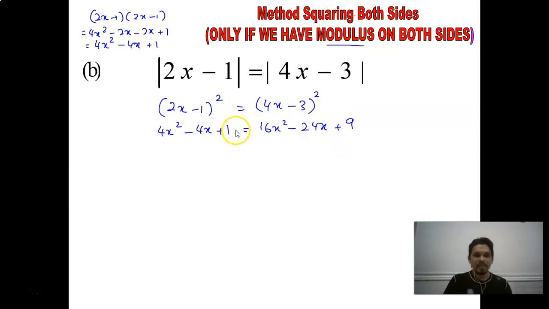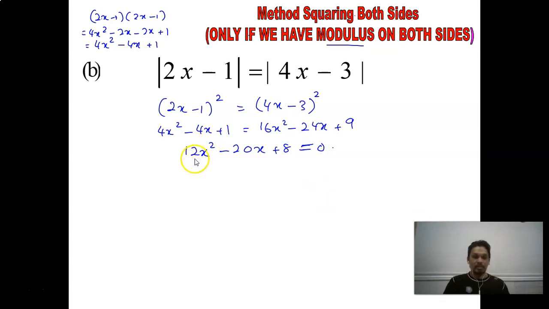Okay? So then, just imagine that if we bring all this to the other side, 4x squared brought to the side becomes negative. So 16x squared minus 4x squared, 16 minus 4, 12x squared. Negative 24 plus 4, negative 20x. 9 minus 1 equal to 8, equal to 0.